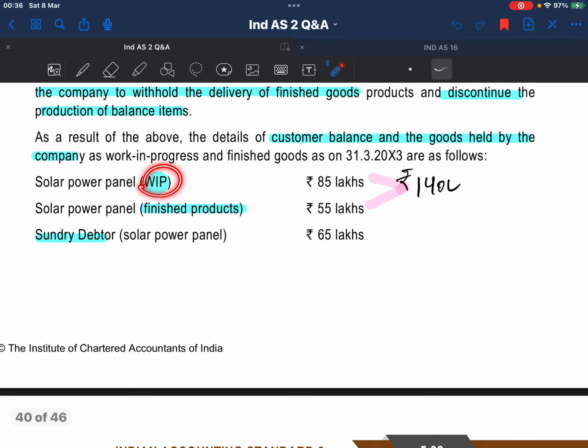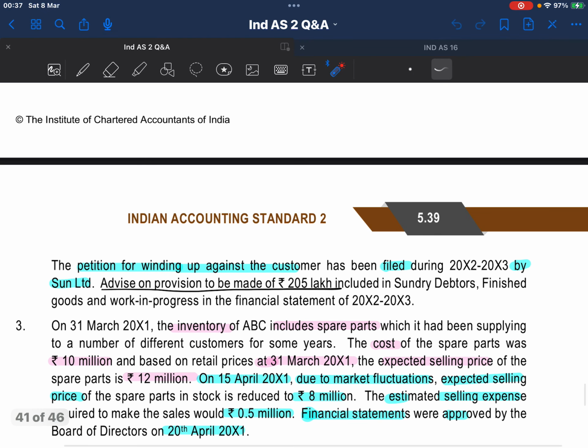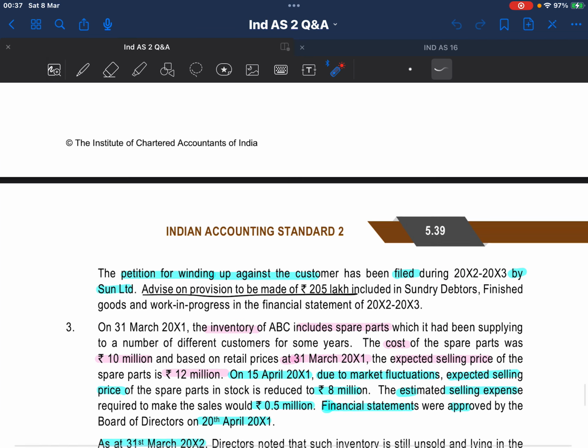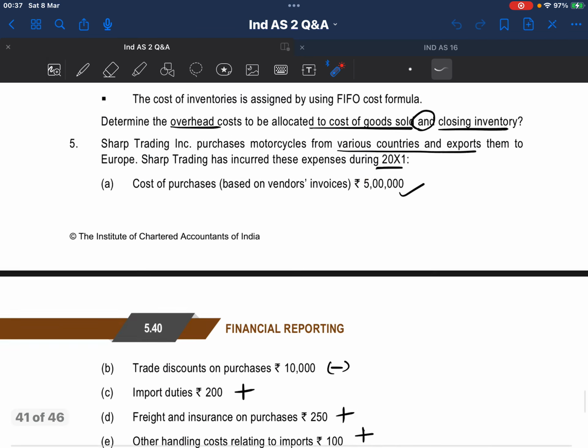Solar power panel work in progress 85 lakhs. Solar power panel finished goods 55 lakhs. This total gives 140 lakhs. Sundry debtors, solar power panel 65 lakhs. Petition for winding up against customer has been filed during 2002-03 by Sun Limited. Advice on provision to be made of rupees 205 lakh that is included in sundry debtors, finished goods and work in progress for the financial year.